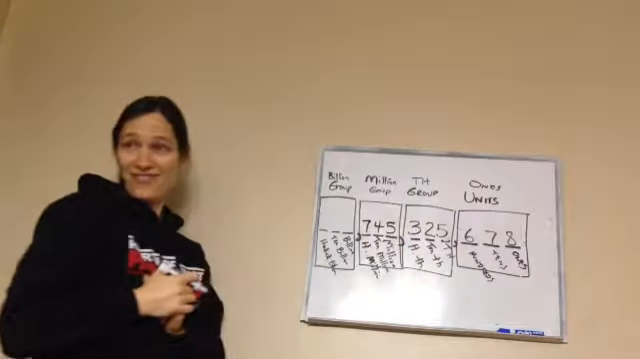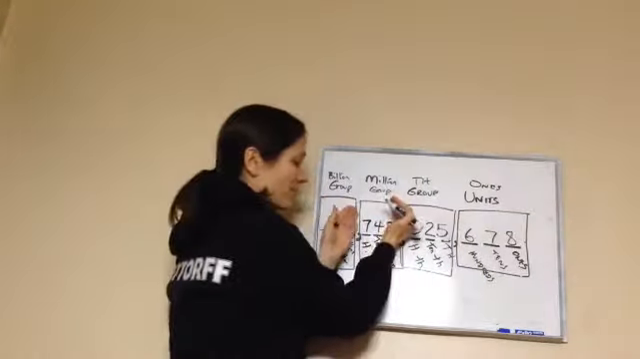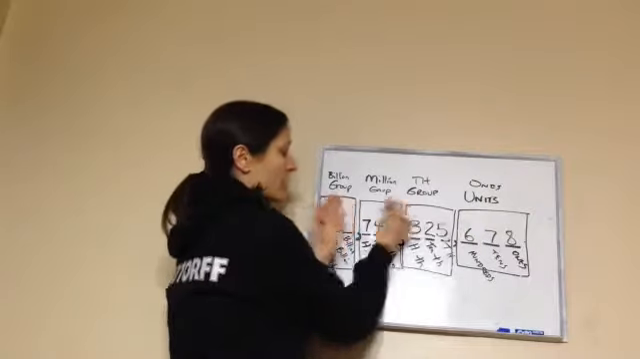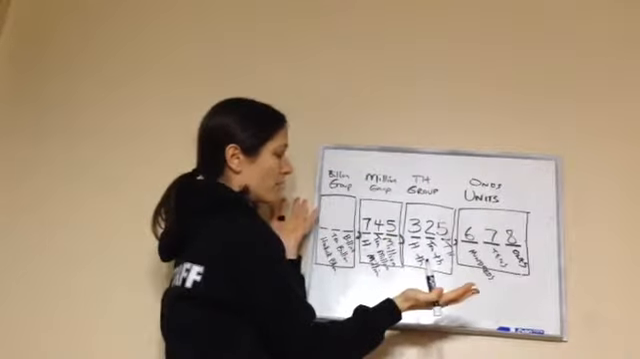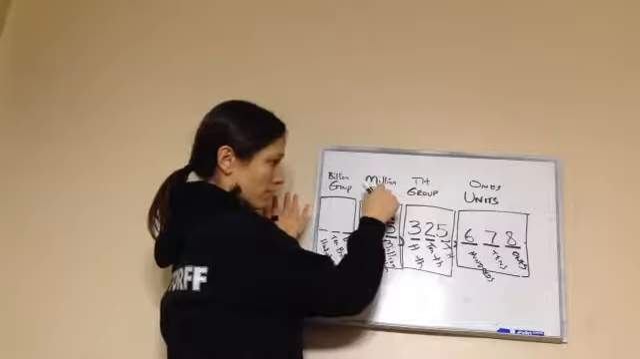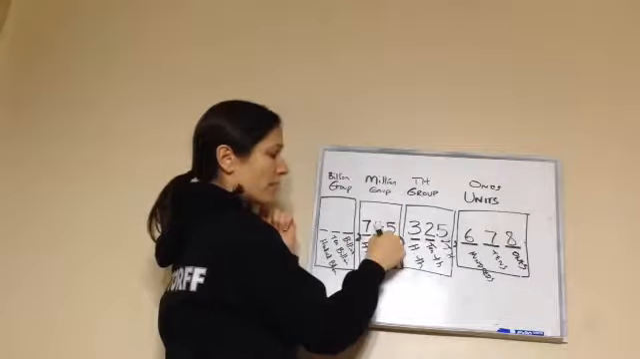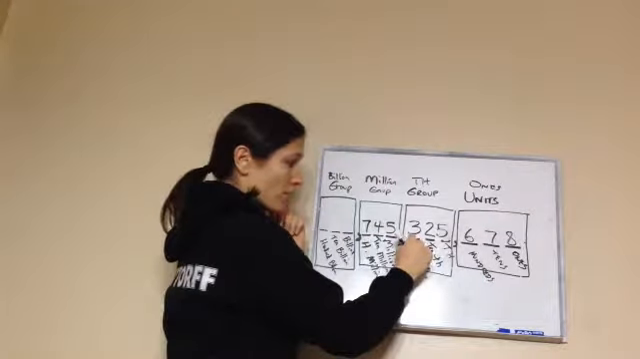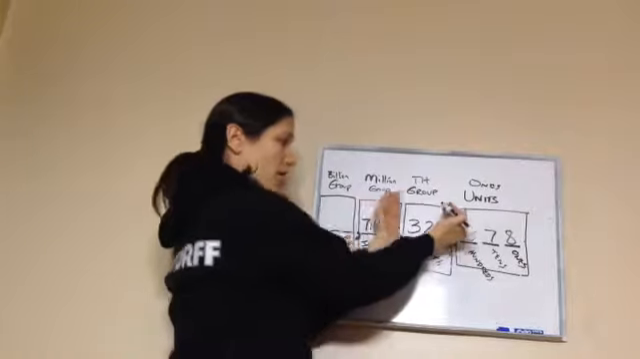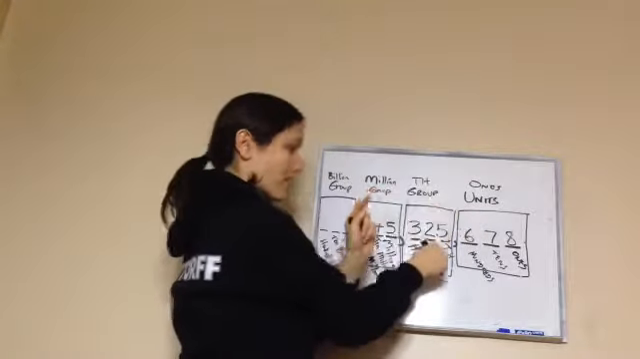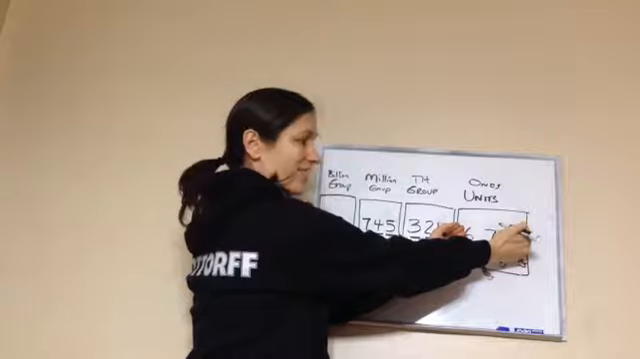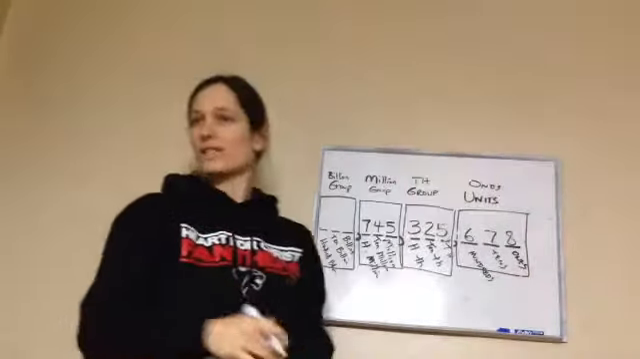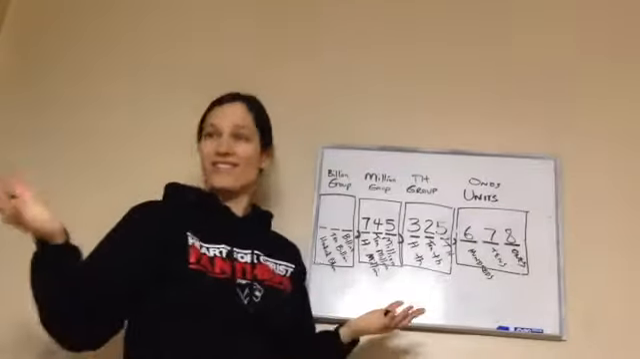All right, ready? Read this number. 745, 745 what? Million. 745 million. 325,678. That's it. And you don't say units or ones. And 678. Very good. Okay?